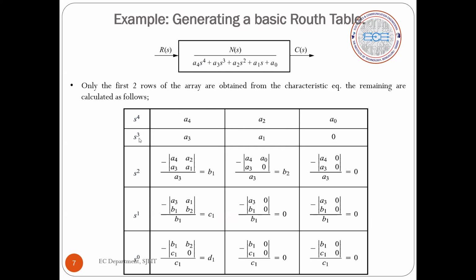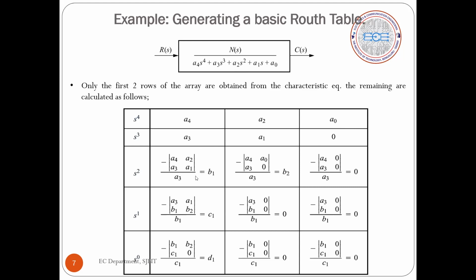So s cube is the next row. I take the s cube coefficient, which is a3, skip the s square coefficient, and take the s coefficient. We don't have any term after that. Whatever we take in the first row, the alternate missed coefficients we take here in sequence. This is how we fill the first and second rows of the Routh-Hurwitz table. From the third row onwards, we have to compute.